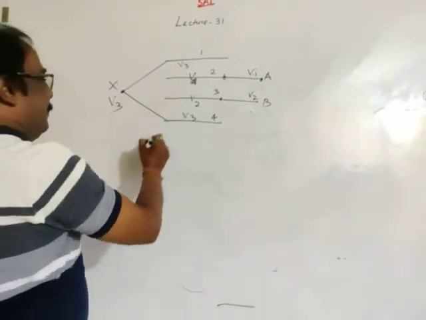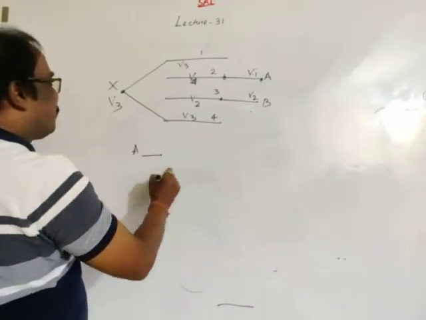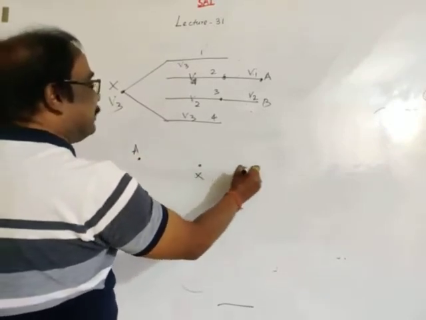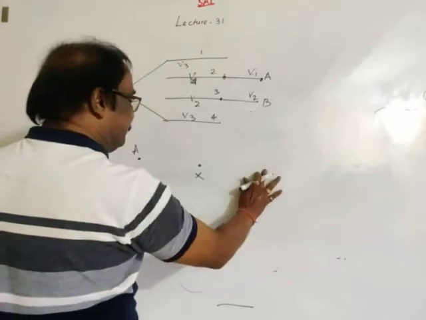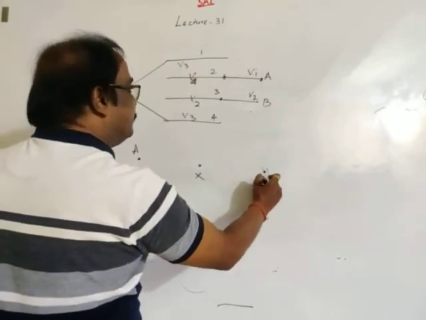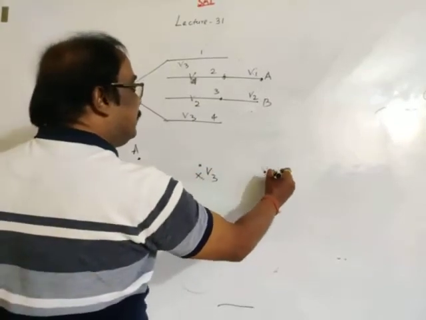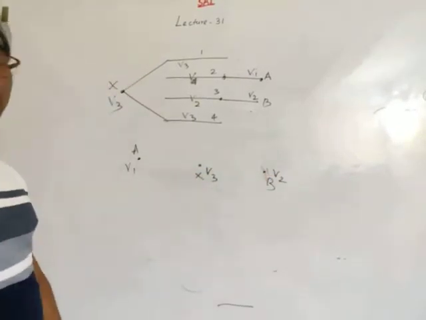See, we'll start from A, this is A. Okay, this is X and this is B. So here potential is V1, here potential is V3, here potential is V2.